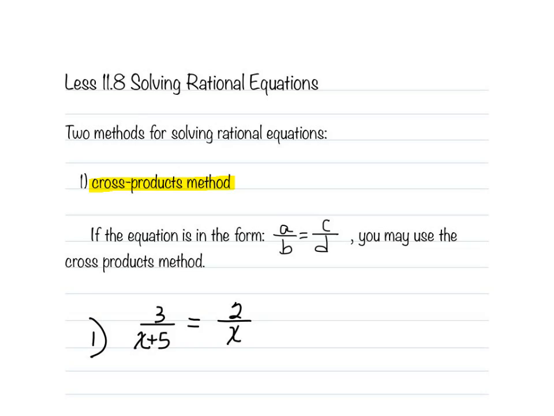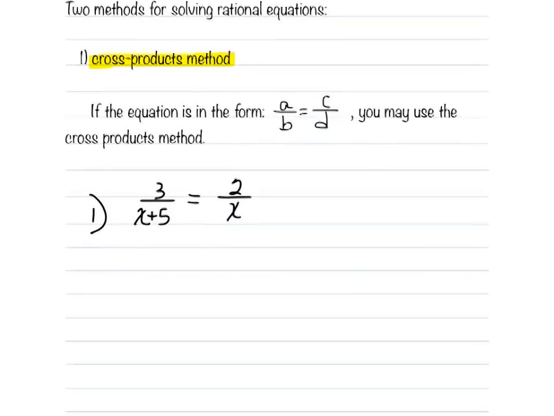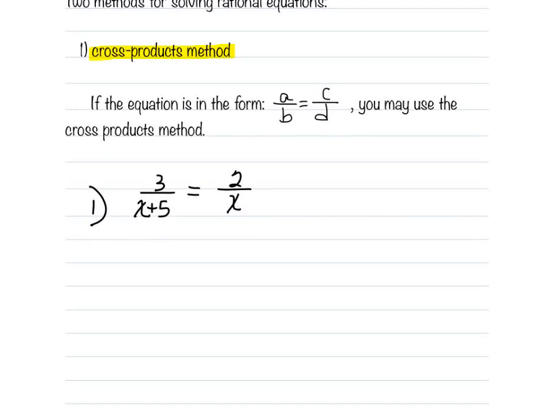Let's look at number 1. 3 over x plus 5 equals 2 over x. You will set up an equation by cross multiplying. So 3 times x is 3x. X plus 5 times 2 is 2x plus 10. And then we solve for x. So let's subtract 2x from both sides. And we have x equals 10.